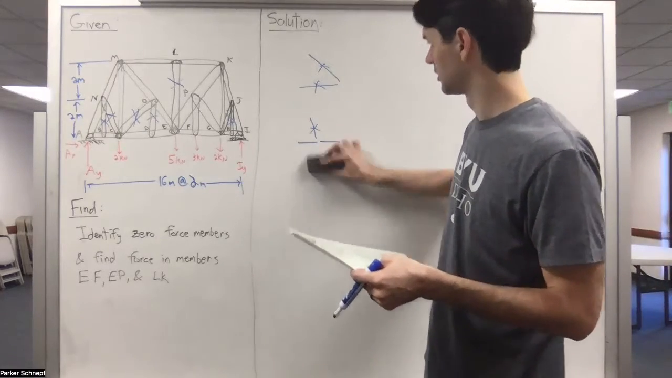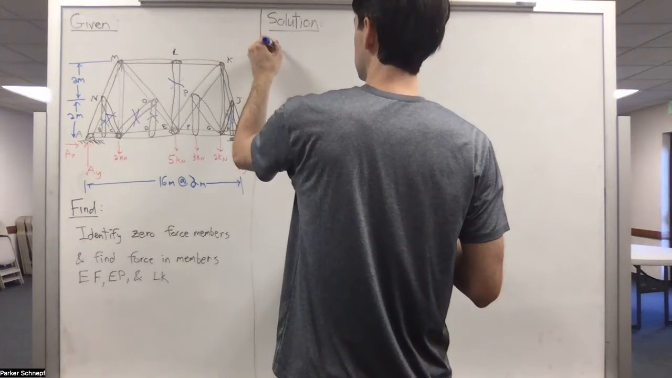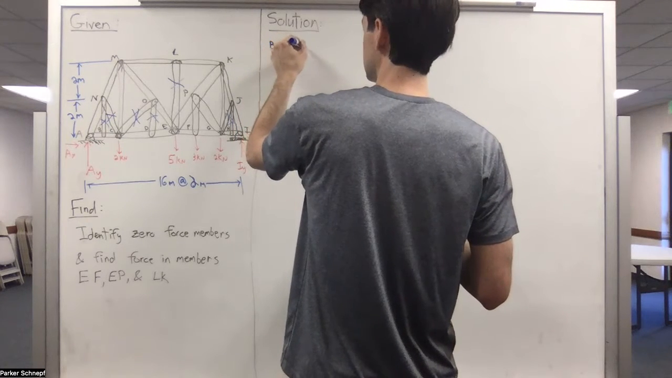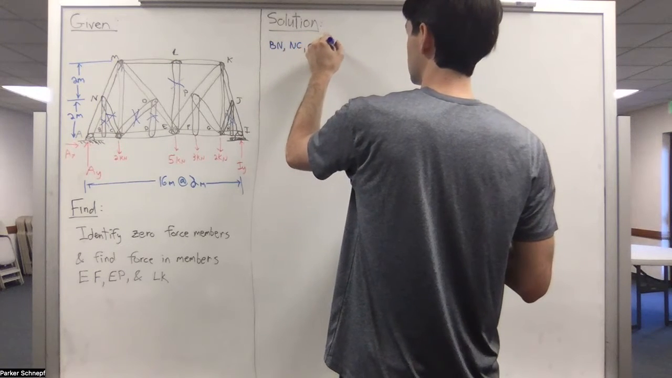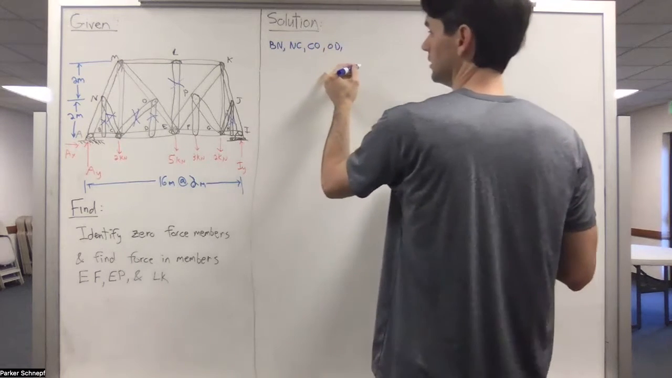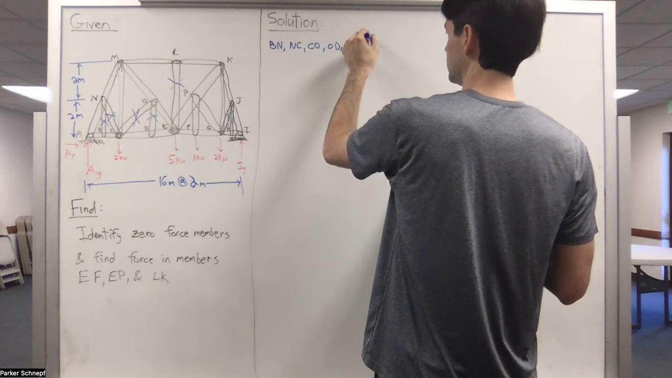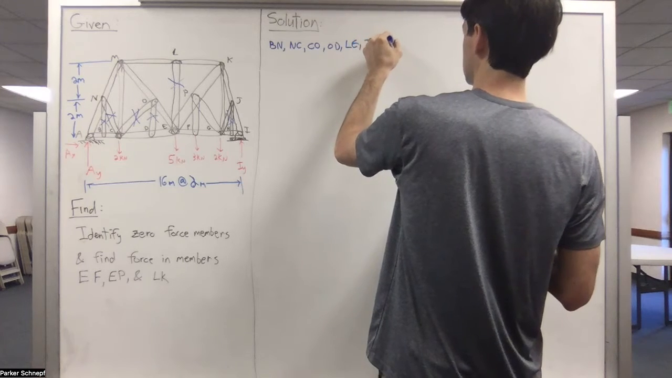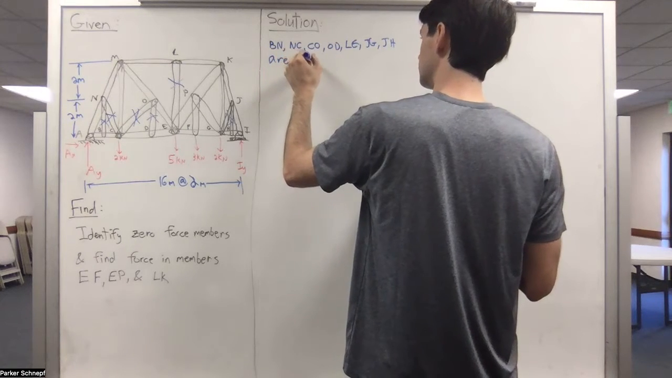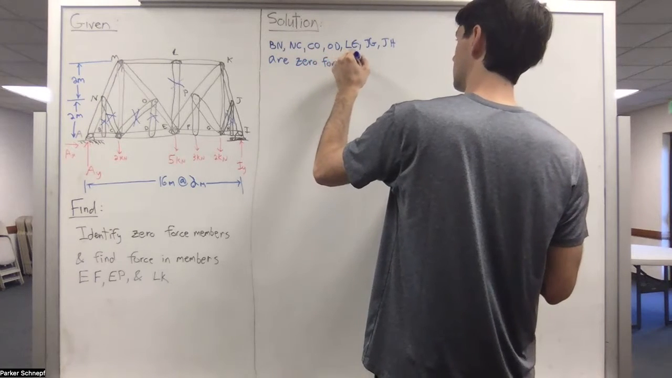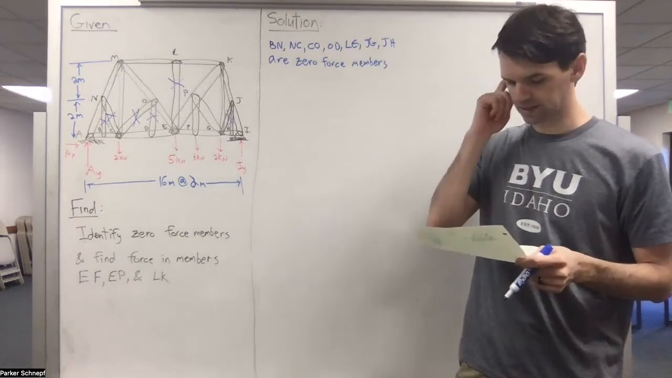So let's just go ahead and consider that. So EN, NC, CO, OD, LE, JG, and JH are zero force members. All right. So that's the first part.